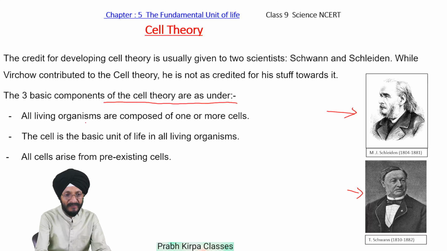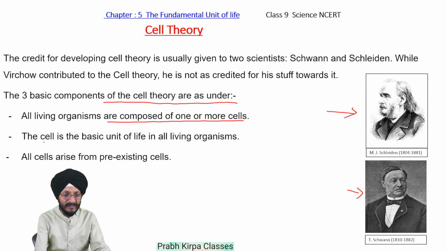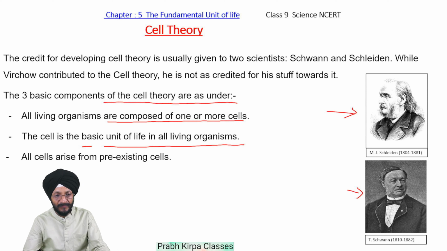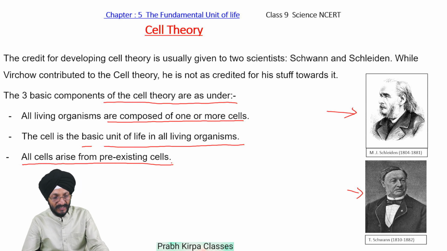First, all living organisms are composed of one or more cells. Second, the cell is the basic unit of life in all living organisms. And the third basic component is all cells arise from pre-existing cells.